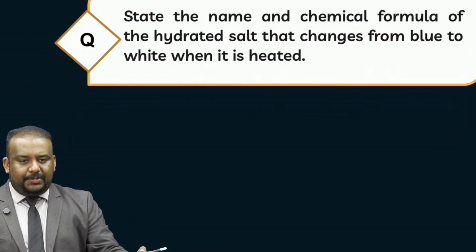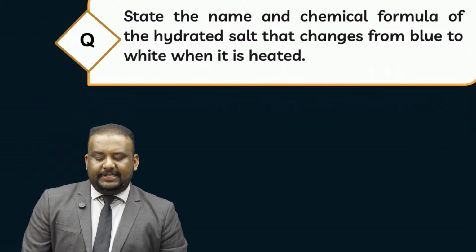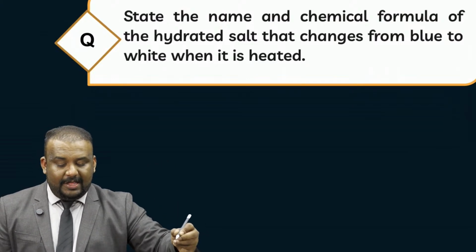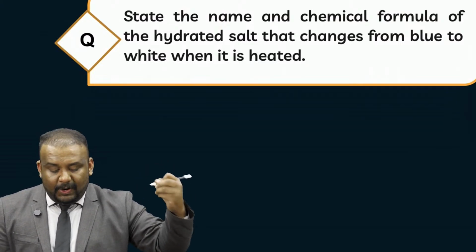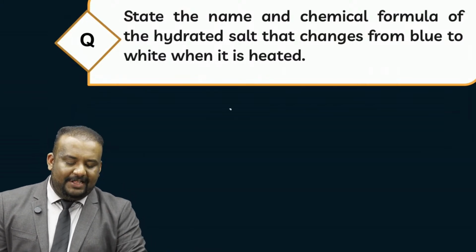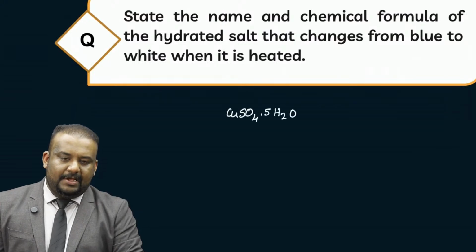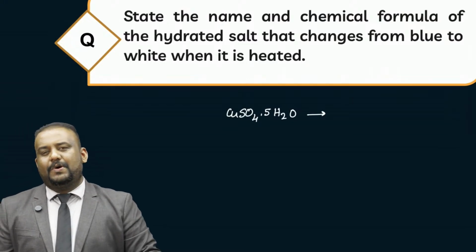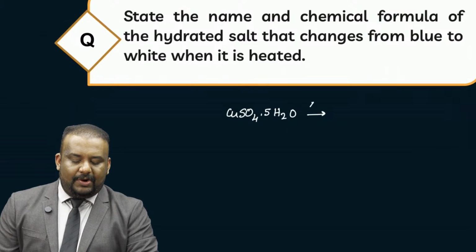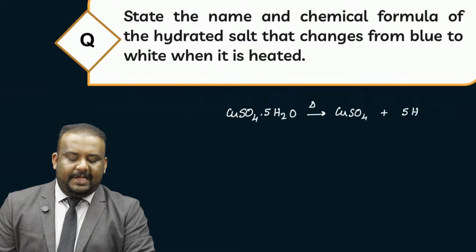Okay, let's go to the next question. State the name and chemical formula of the hydrated salt that changes from blue to white when it is heated. A hydrated salt that changes from blue to white when it is heated. You have studied this, right? Copper sulfate pentahydrate, CuSO4.5H2O, commercially known as blue vitriol, isn't it? This particular salt on heating will become copper sulfate plus 5H2O.